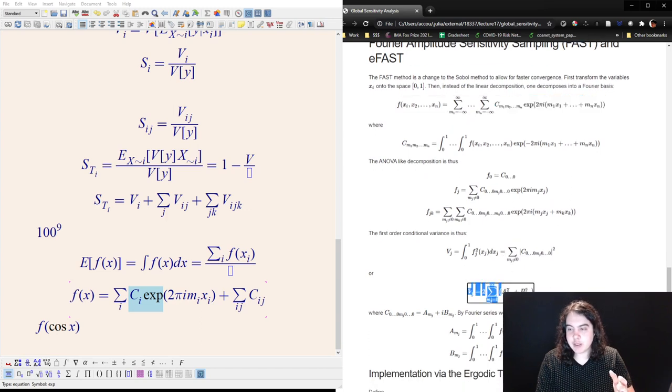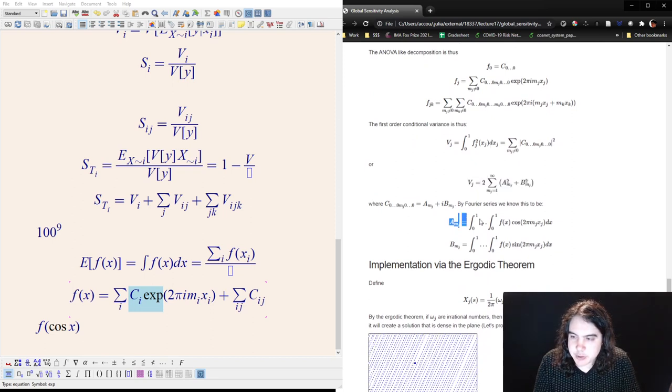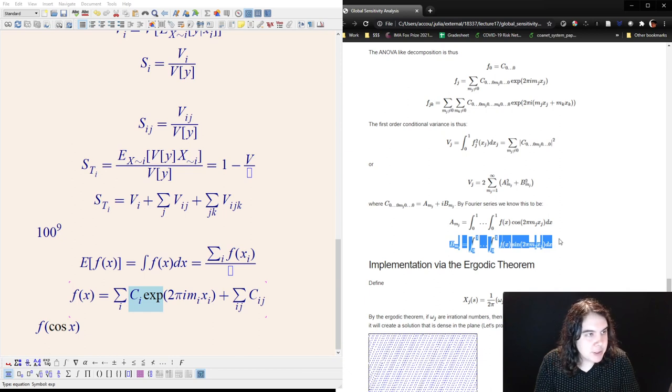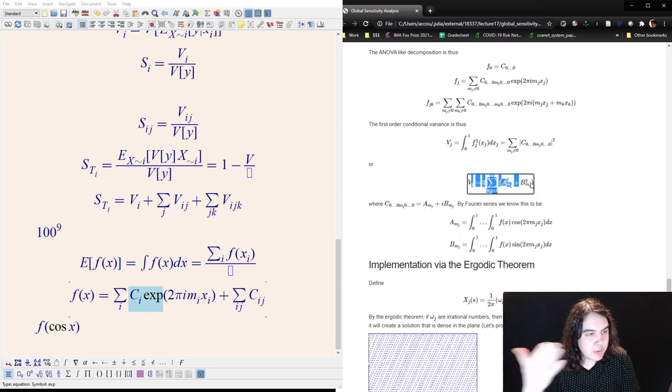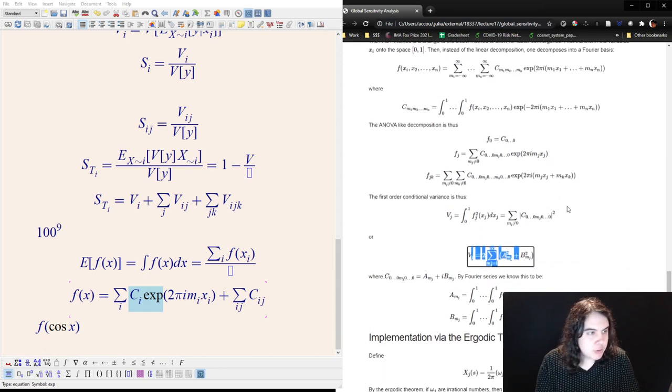And you can define your VIJs from the Fourier coefficients. Essentially, these are the energies due to the waves with frequency I and J. This is just the conversion back from Fourier space into point space, right? So all you need to do is calculate these A's and B's in order to get your VIJs, and then you have a very nice formula for getting these global sensitivities and the percentage of variance in the output explained by a given input.